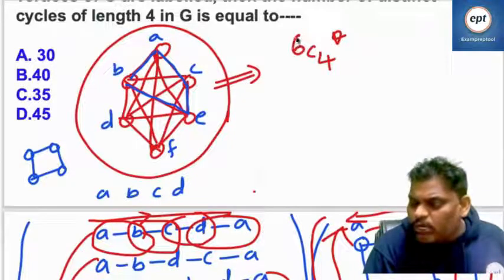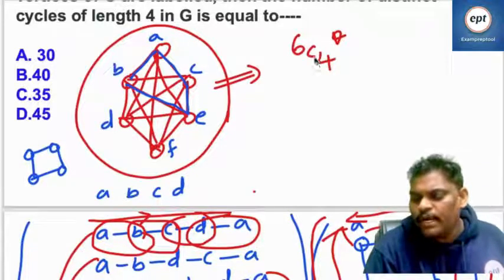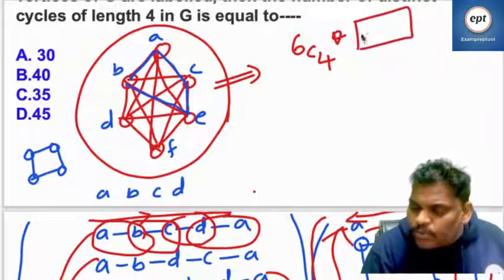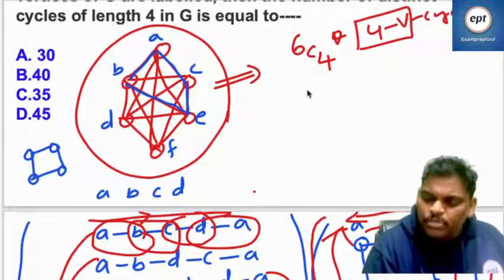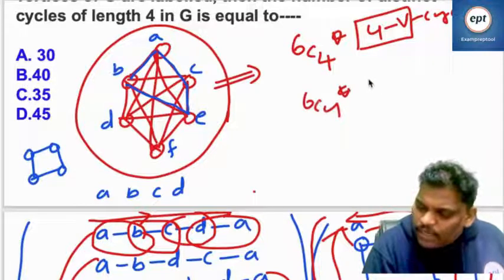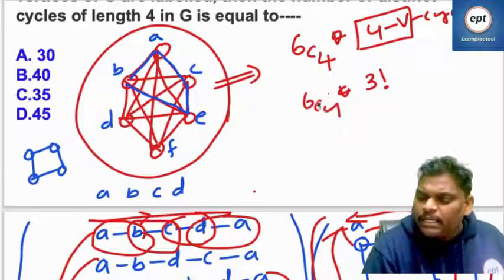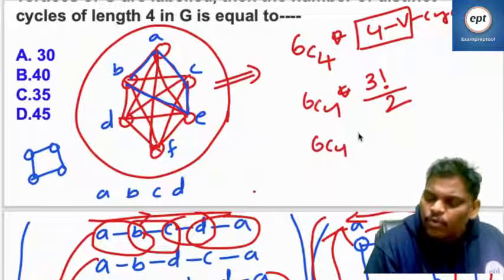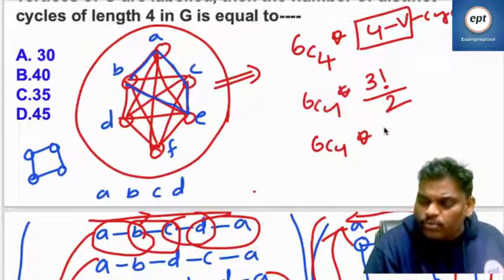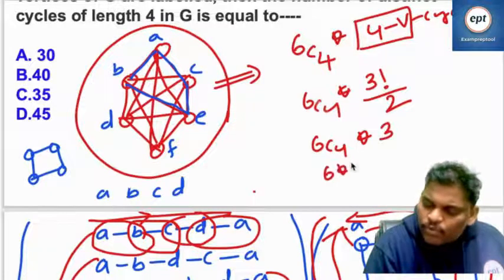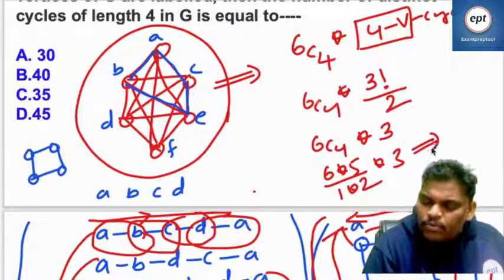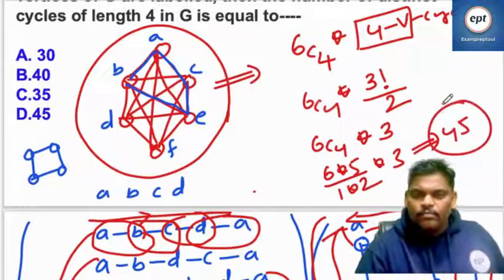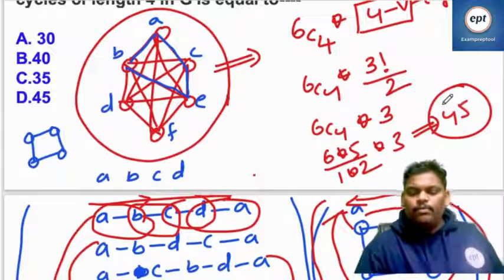Out of 6 vertices, selecting 4 is 6C4. Now with the 4 vertices, how many cycles are possible? So 6C4 into 3 factorial by 2, because the same thing is coming again. 6C4 means 6 into 5 by 1 into 2, 6 fives are 30, by 2 means 15. 15 into 3 is 45.